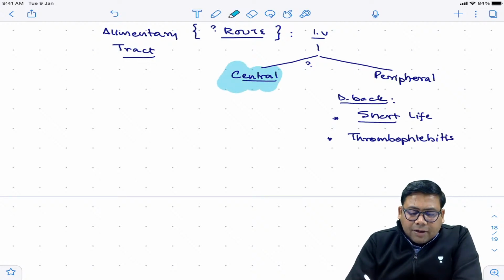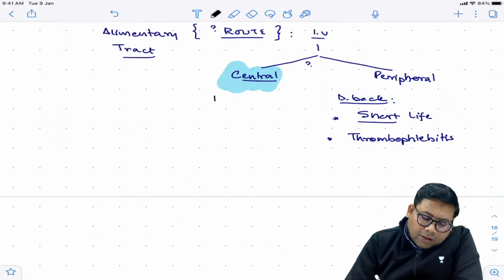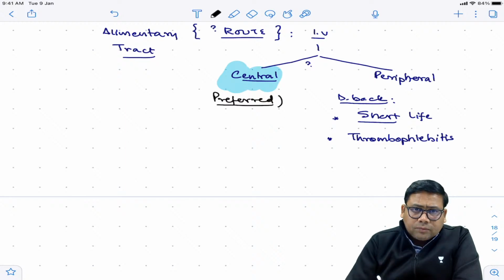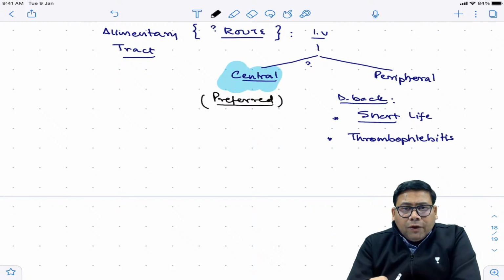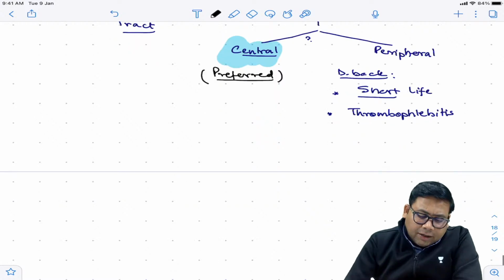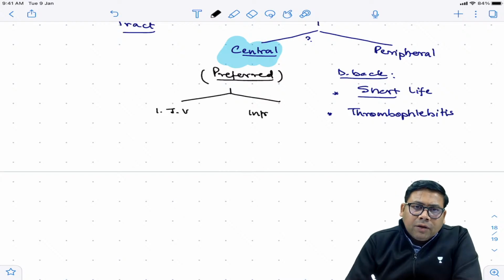Thus, it is the central venous route which is preferred. And why is it preferred? Because of the ease of delivery for a longer time. Now, when you talk about central venous route, again there are two venous routes that we have. One is the internal jugular vein and another is infraclavicular, subclavian.